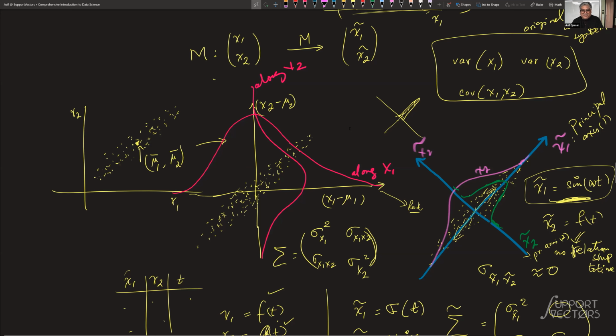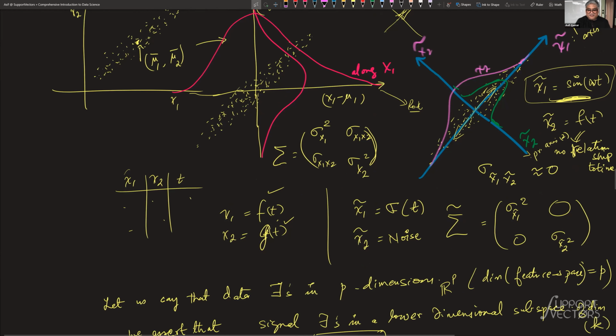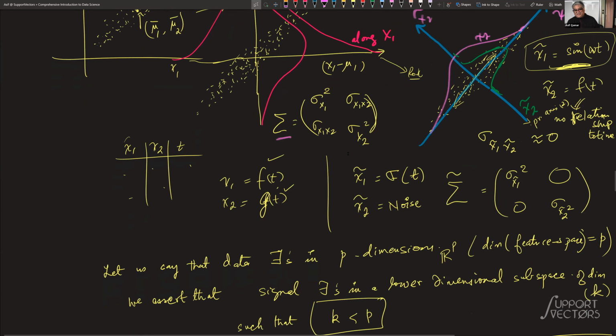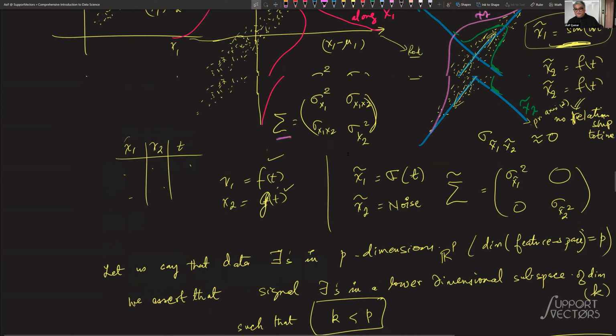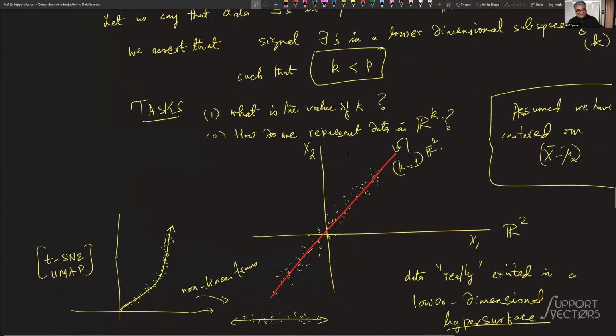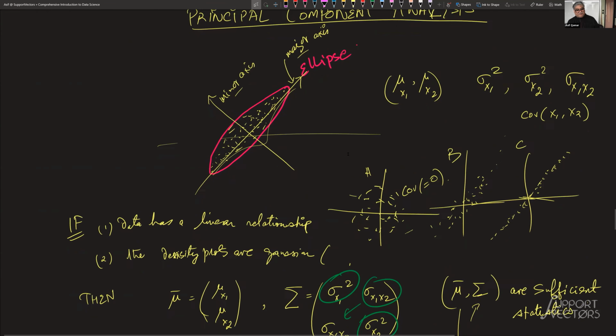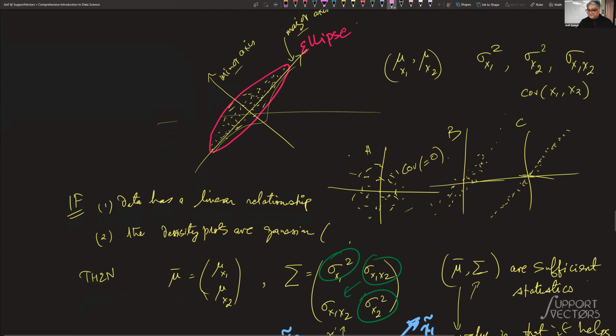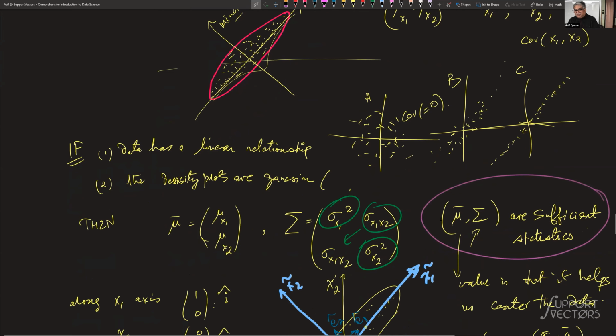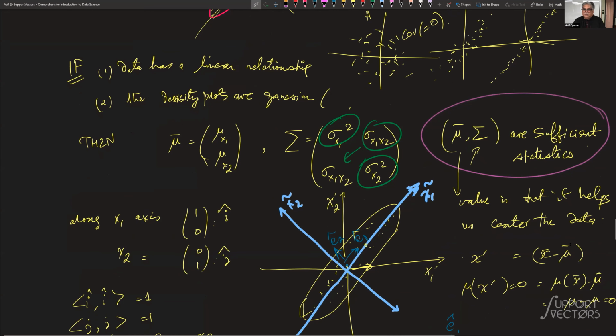So how do we do that? It turns out that if you have sigma, the covariance matrix, which is made up of the variance and the covariance, and you know the mu, these two quantities are sufficient statistics. Why are they sufficient statistics in such situations? Mu is just to help you center the data, to go to the side.